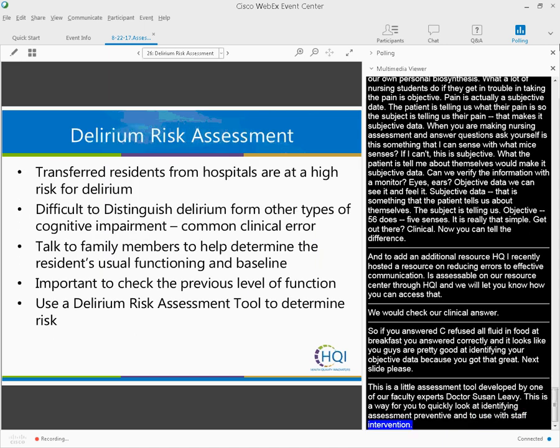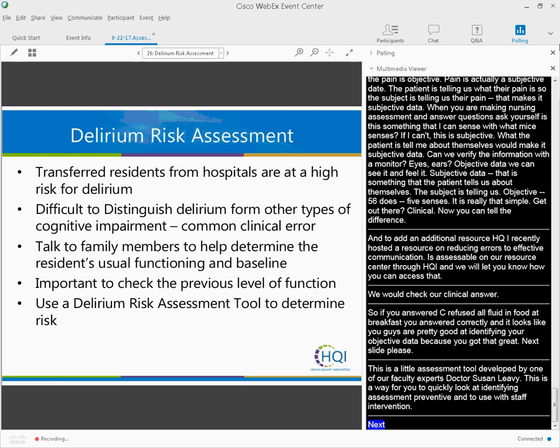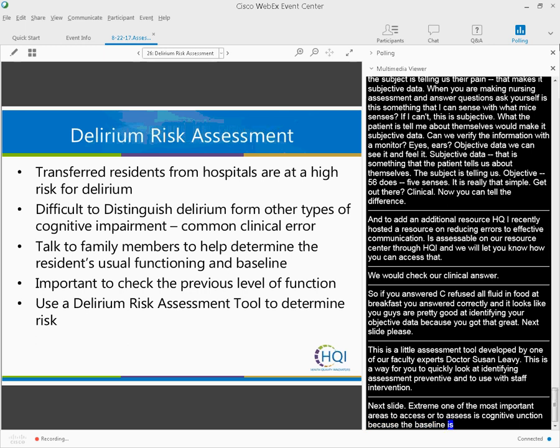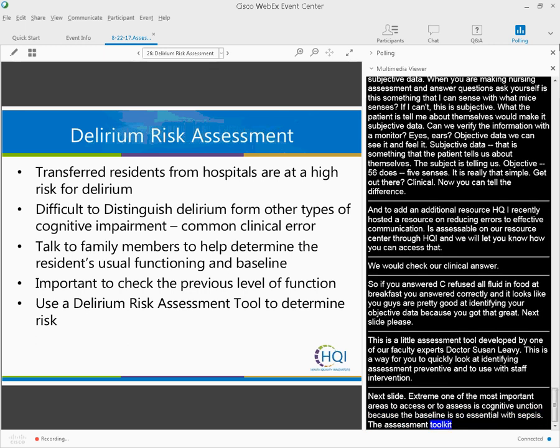One of the most important areas to assess is cognitive functioning because the baseline here is just so essential with sepsis. The assessment toolkit has a tremendous section devoted to that, so I highly encourage that you access that. Why is including delirium so important?